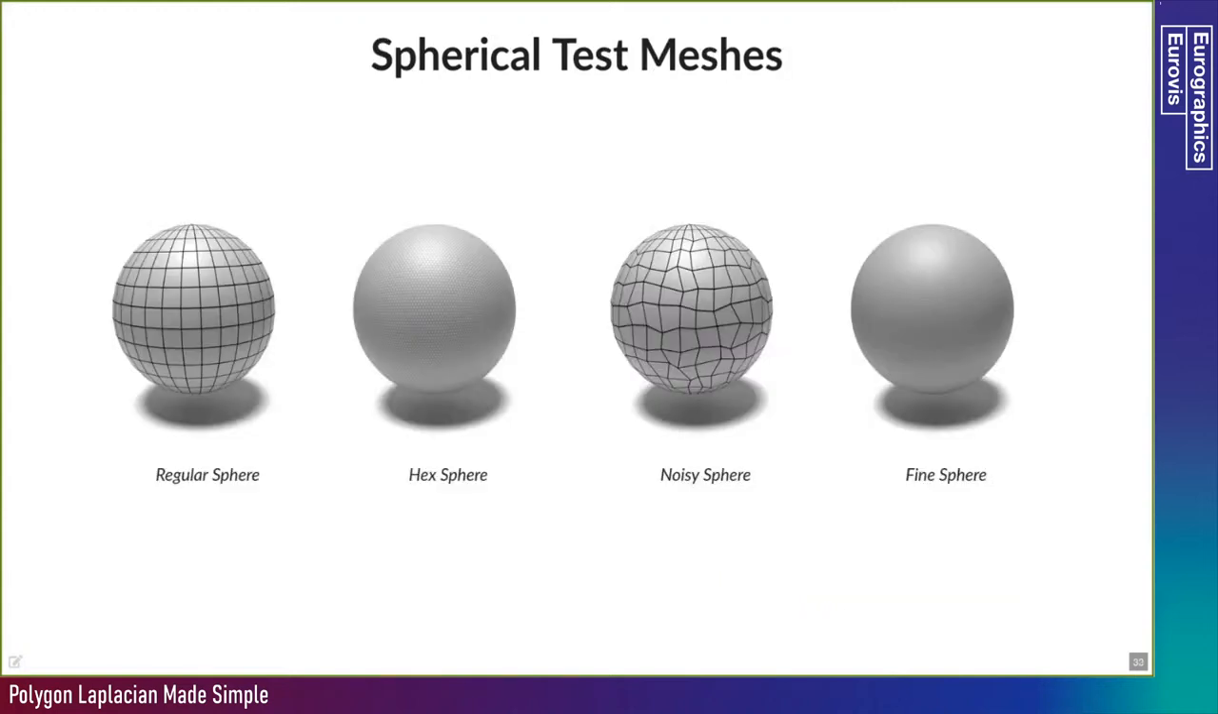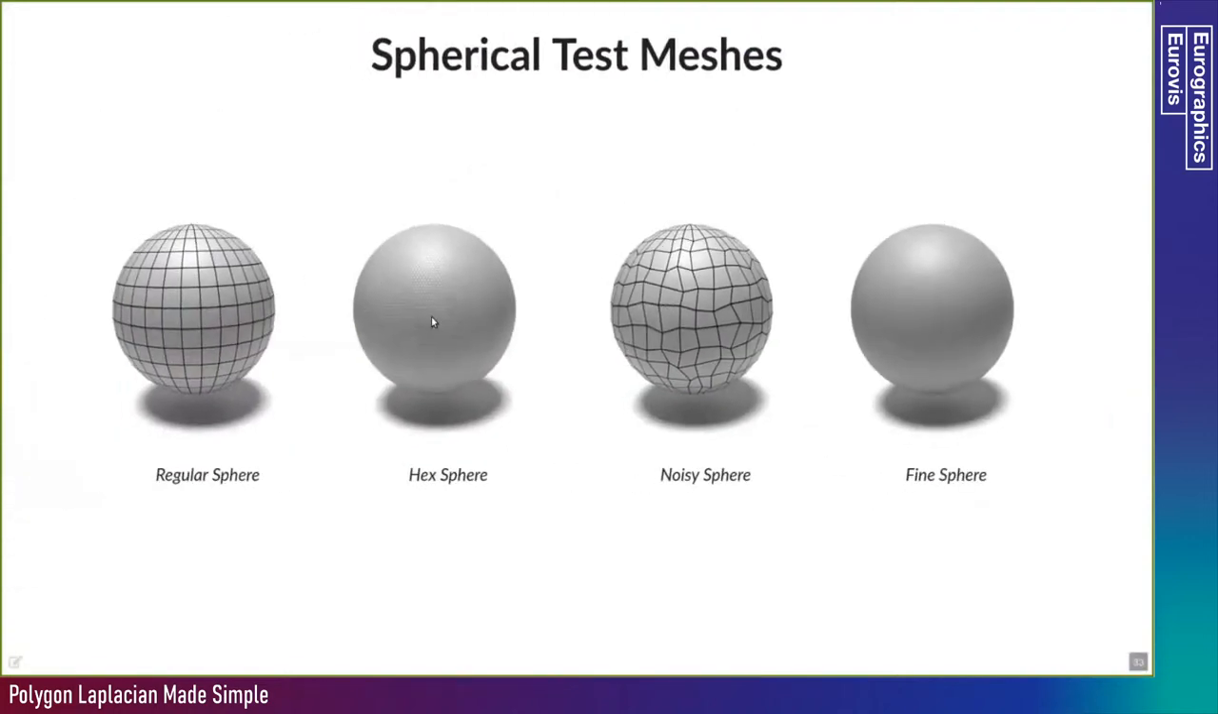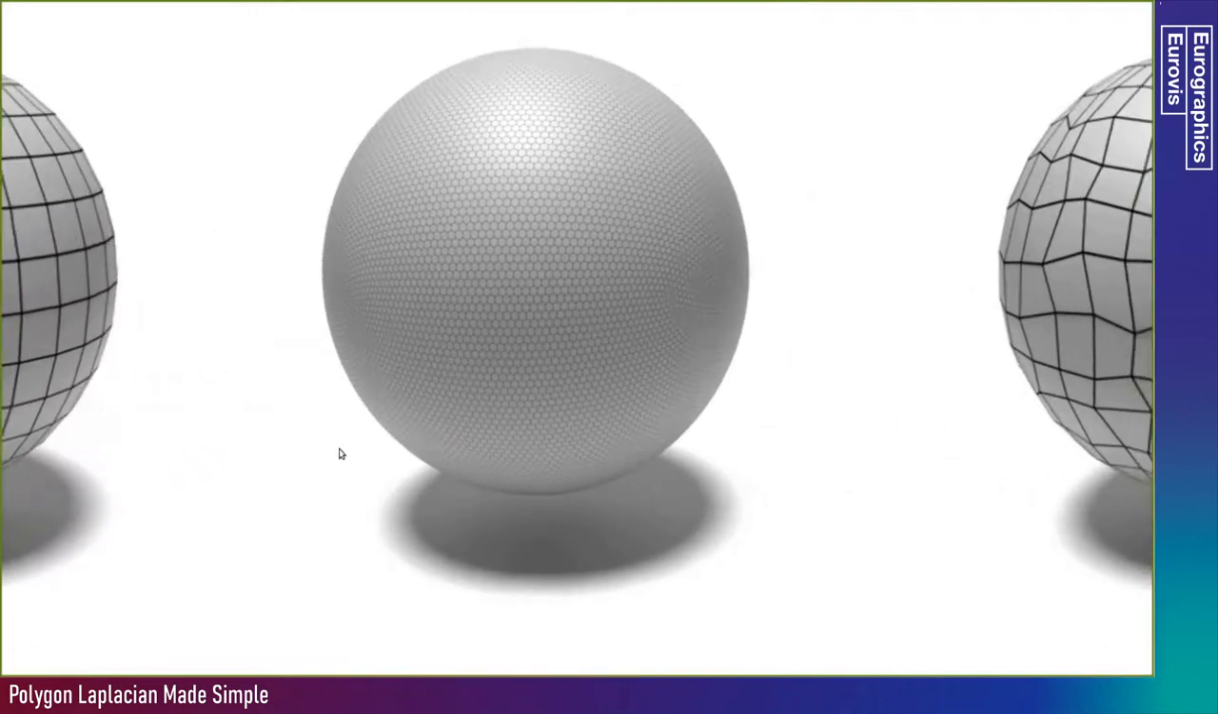For quantitative measures, we tested how well our operator is able to reconstruct the mean curvature of a unit sphere, as well as the spherical harmonics, the eigenfunctions of the Laplacian on a sphere. We tested these applications on four different test meshes. For example, the fine sphere, which is a high-resolution quad mesh, or the hex sphere, which is constructed out of hexagons.